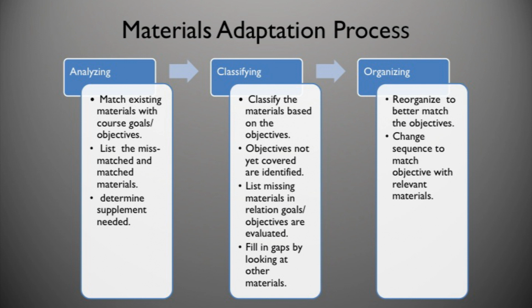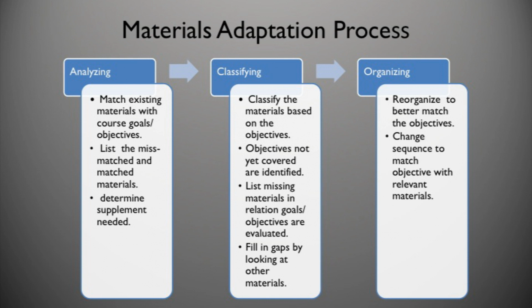First is match existing materials with courses' goals and objectives. The second one is list the mismatch and match materials. And the last one is determine supplement needed. Those are in analyzing process. The next step is classifying process. In classifying process, the steps are classify the materials based on the objectives. Objectives not yet covered are then identified, and list missing materials in relation to goals and objectives are evaluated. And the last step is fill in gaps by looking at other materials.